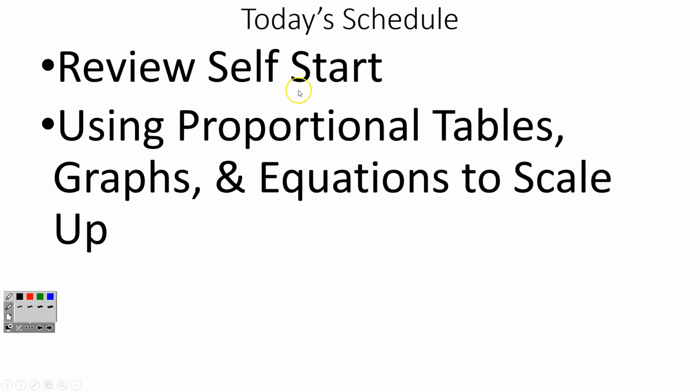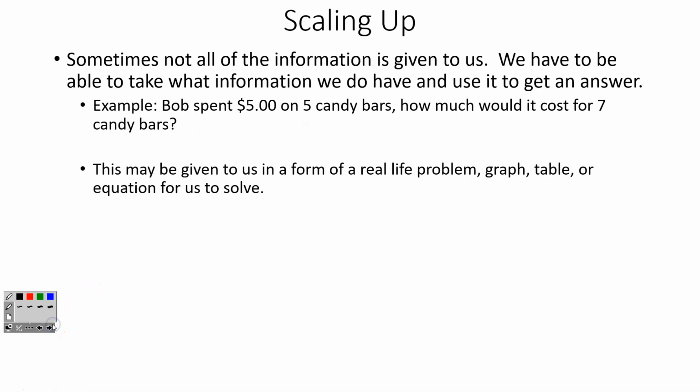For today, we've done the self-start. The one thing we're going to focus on is using proportional tables, graphs, and equations to scale up. Sometimes not all the information is going to be given to us. We have to take what information we do have and use it to get an answer. For example, Bob spent $5 on 5 candy bars. How much would it cost for 7 candy bars?